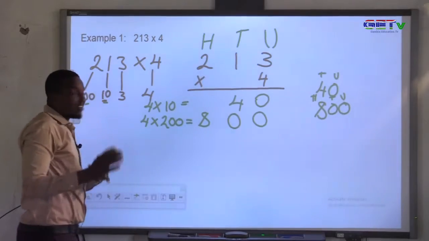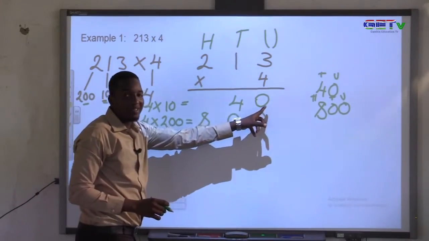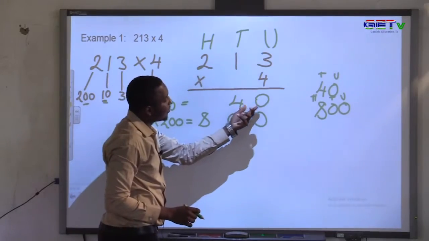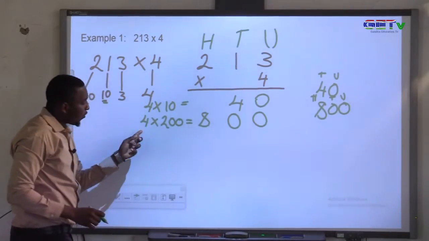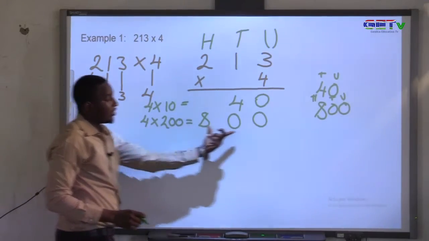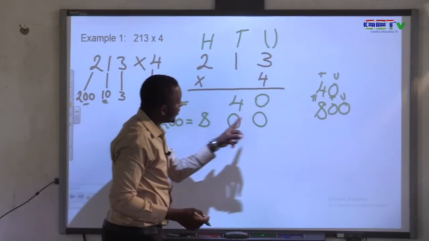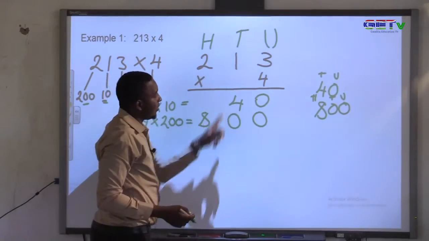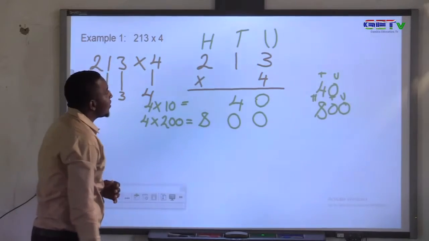So you will simply see that 4 times 10 is equal to 40. But what we do is we try to put 0 under the units and 4 under the tens. 4 times 200 is 800. But we try to put 0 under the unit and the other 0 under the 10 and the 8 under the hundreds. That is simply what we are doing.